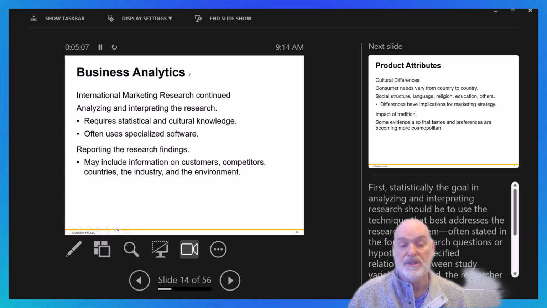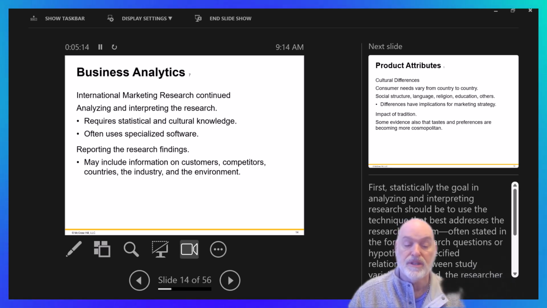Analyzing and interpreting the research requires statistical and cultural knowledge and often uses specialized software. When you're reporting the research findings, it may include information on customers, competitors, countries, the industry, and the environment.